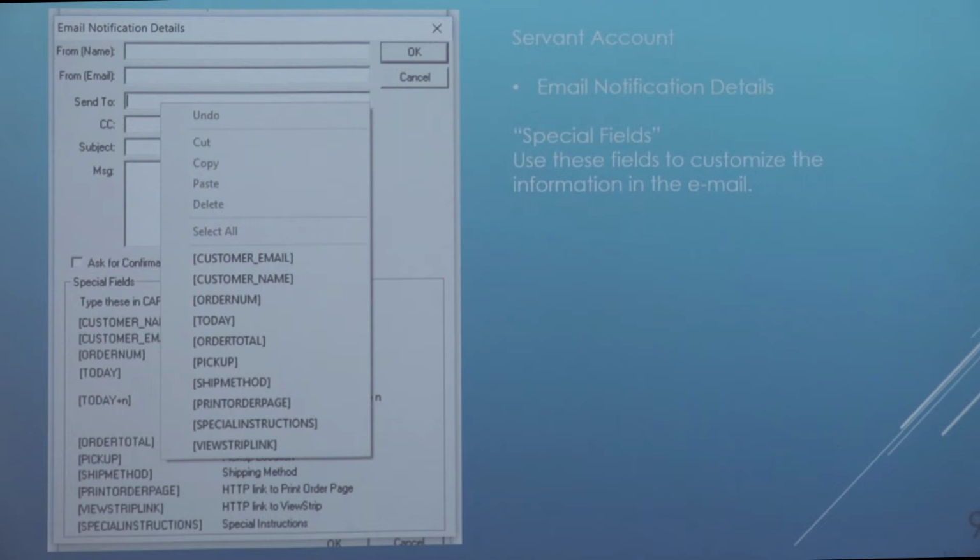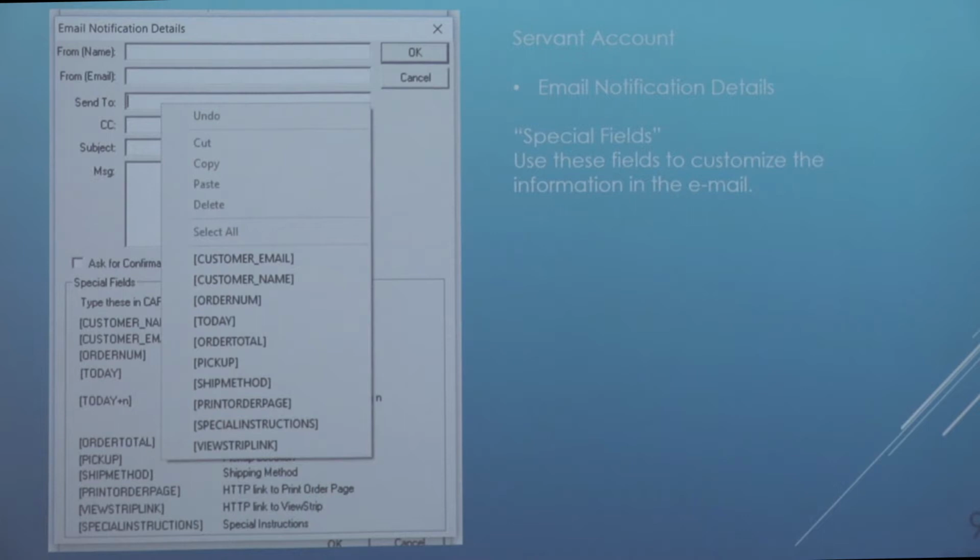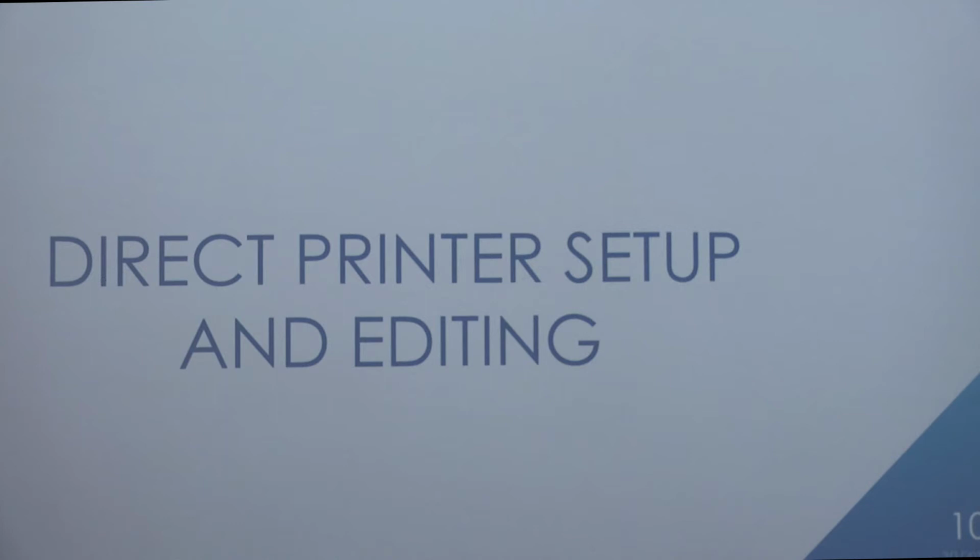This is a list, and the way this list comes up is I right click in the send to, and then you can go down and just pick it. You don't have to type it in, and you can do that in any of the fields. Let's go back.